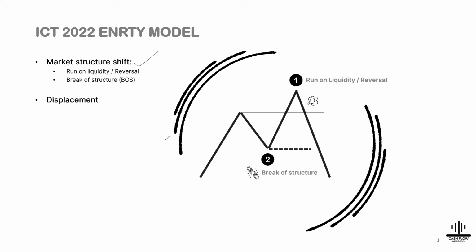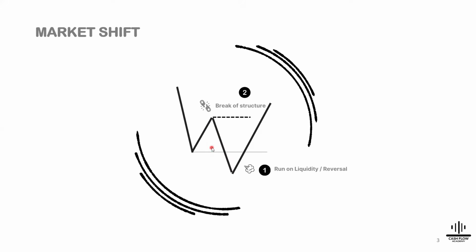Now, the next thing we want to see is displacement. What is displacement? It's a quick price movement evident by a fair value gap. So we don't only want to see a run on liquidity and break of structure, but we also want to see a fair value gap as price breaks structure. Now, the reverse is the same for a bearish market. Let's assume price was coming from this direction, and then we see price around this liquidity. Now, the swing that took this sell side liquidity, if price should break through that swing, which we call the break of structure, we have what? A market shift.